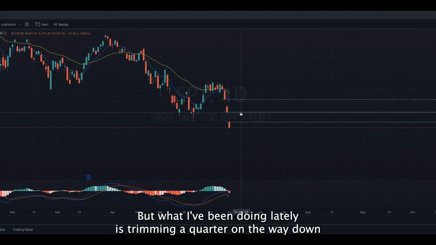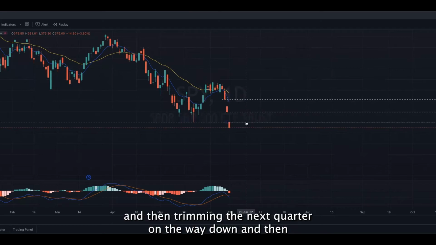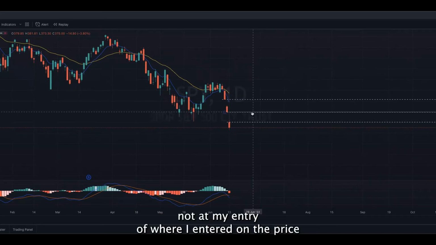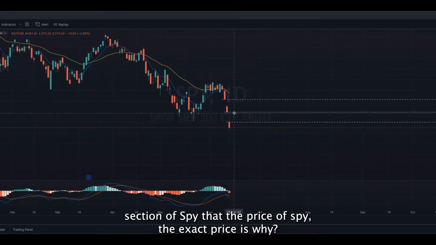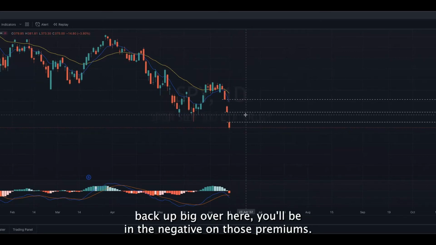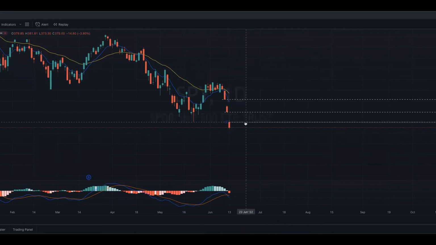But what I've been doing lately is trimming a quarter on the way down and then trimming the next quarter on the way down, and then keeping my stop loss at my entry of those premiums, not at the exact price of SPY where I entered. Why? Because by the time it comes back up, it climbs over here, you'll be in the negative on those premiums.